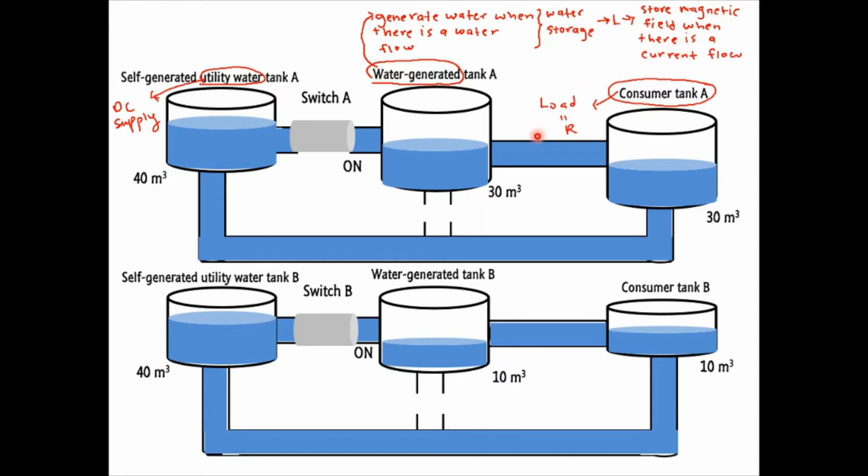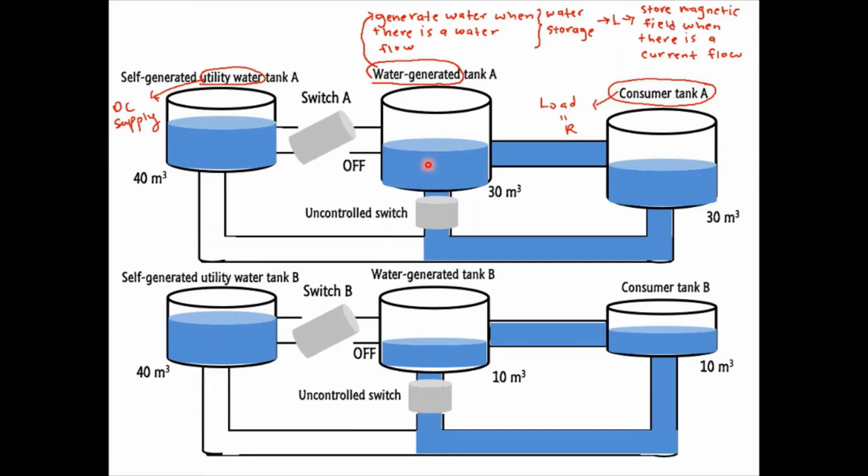Once the water-generated tanks completed their tasks, both switches are turned off. Automatically, the uncontrollable switches are turned on. At this moment, the utility water tanks are disconnected from the consumer's tanks. Hence, the water-generated tanks will act as the water supply to the consumer tanks.